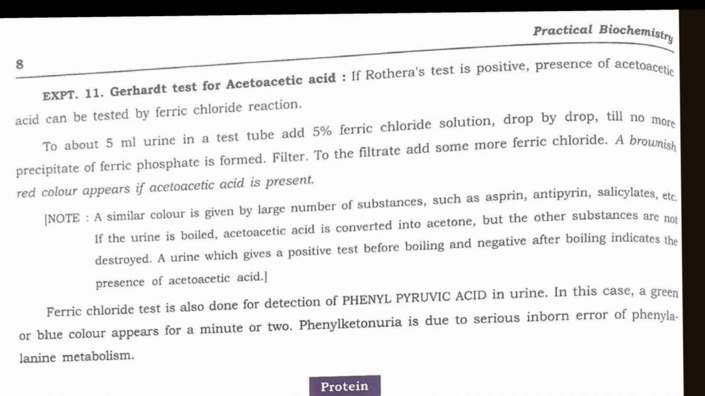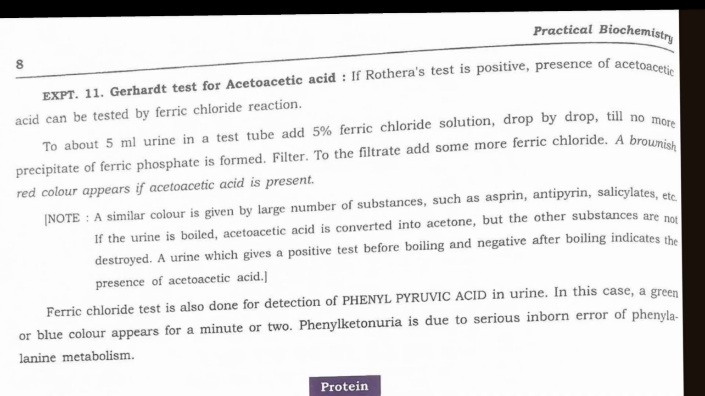Ferric chloride test is also done for detection of phenylpyruvic acid in urine. In this case, a green or blue color appears for a minute or two. Phenylketonuria is due to a serious inborn error of phenylalanine metabolism.